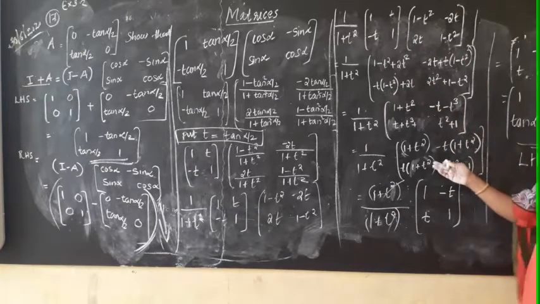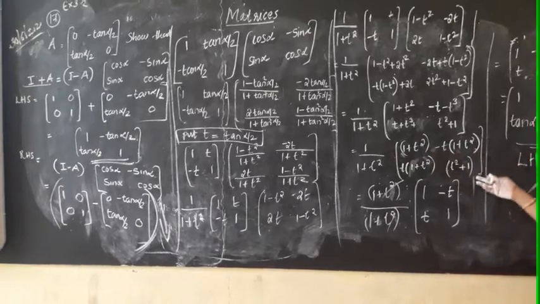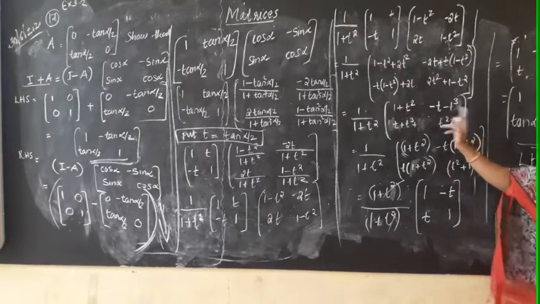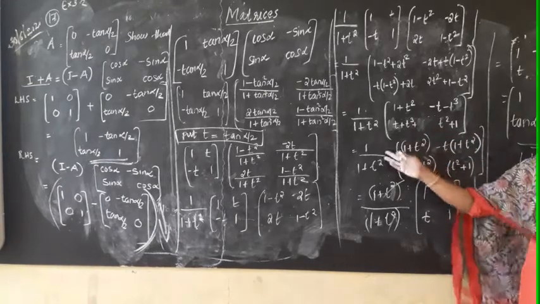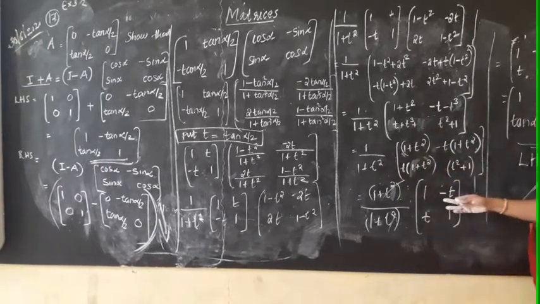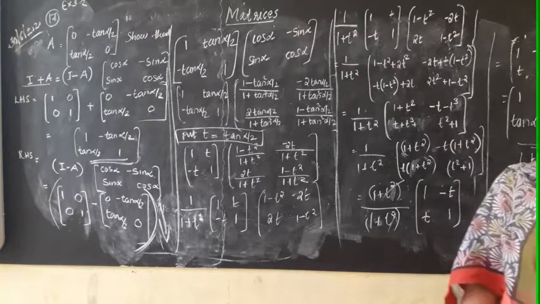And on simplification, we understood that 1 plus t square is everywhere. Here you can take a minus t out, here you can take a t out of the bracket. 1 plus t square and 1 will get cancelled, and we get 1 minus t, t, 1. What is t? t is tan alpha by 2. Okay, now we got LHS equal to RHS.